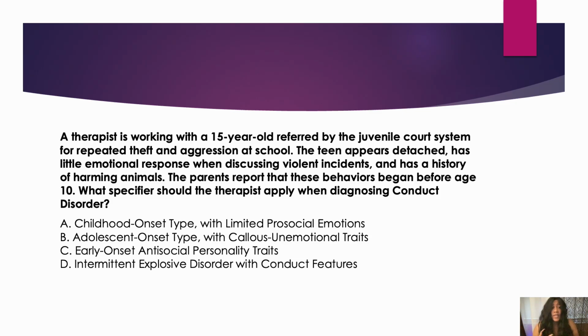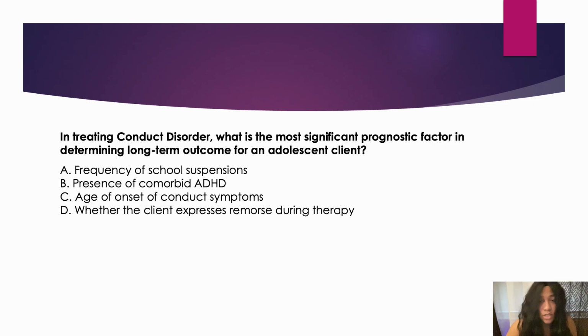If we take a look at B, B says adolescent onset type, but the symptoms and the behaviors occurred before the age of 10. So it cannot be the adolescent onset type. It has to be the childhood onset type. If this vignette would have said the behaviors began after the age of 10, then it could have been adolescent onset type. But the best answer is A because the behaviors began before the age of 10. Those are the differences between your specifiers for conduct disorder.